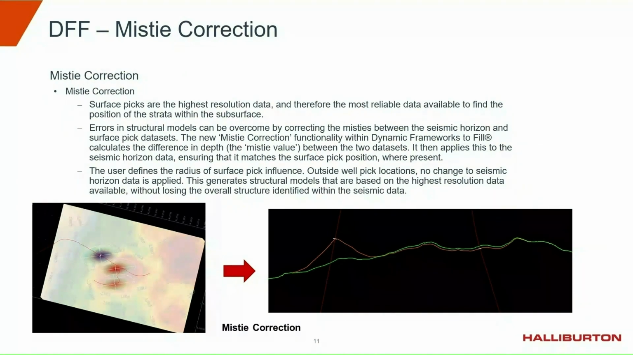This generates structural models that are based on the highest resolution data available without losing the overall structure identified within the seismic data. As a result, Mistie correction allows surfaces to be accurately located at the correct depth, reducing the risk of costly operational mistakes where targets' locations are overshot or undershot.